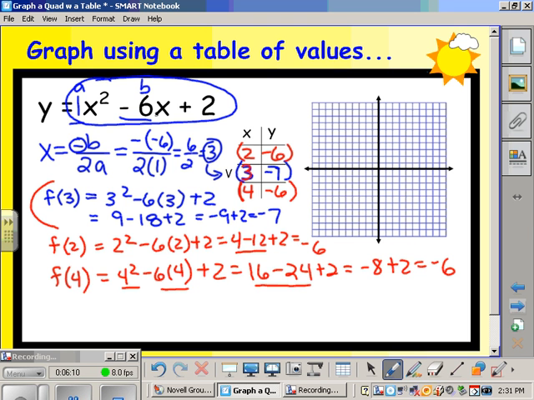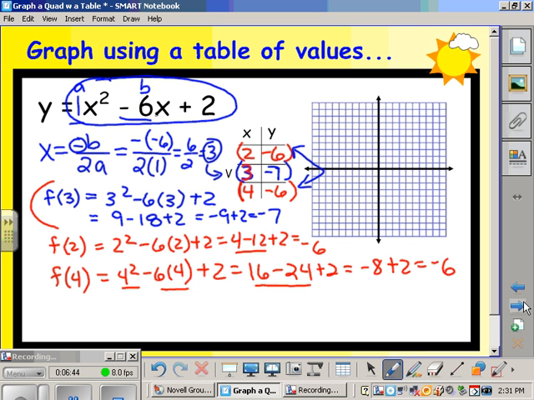Now, I don't know if you can see this, but notice how the y values of the first and the last point are both the same. They're both negative 6. And that should be true each time, as long as the numbers you choose are the same distance from the x value of the vertex. So 2 is 1 less than 3, and 4 is 1 more than. So as long as you choose numbers that are equal distance from the x value of the vertex, your y value should come out the same because a parabola is symmetrical.